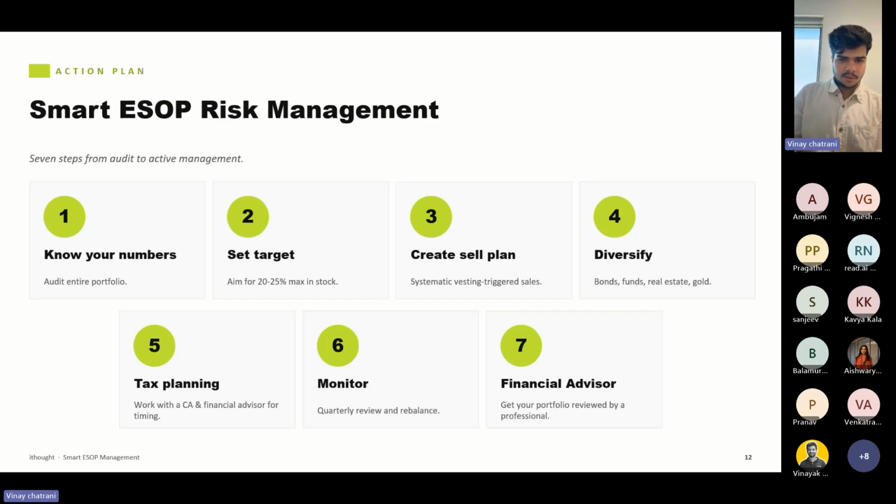Finally, you need to go to your financial advisor and get your entire portfolio reviewed. So here they won't just look at your ESOPs, they'll look at all your other investments and make a financial plan for you where you'll understand that, okay, this is what I should be holding, this is what I should be doing. So it'll give you a lot more clarity on your finances.